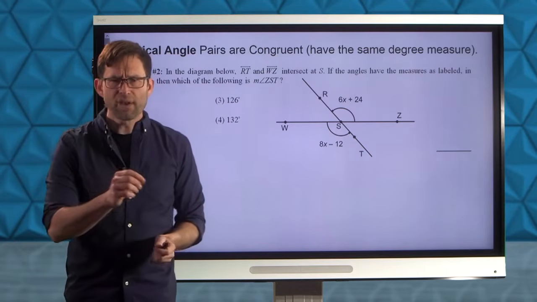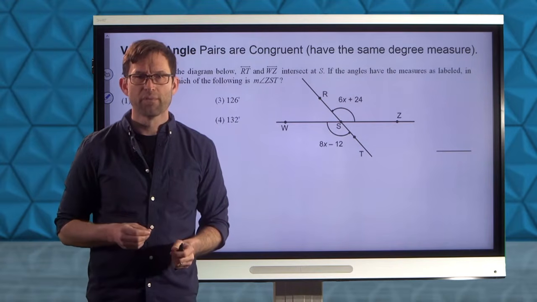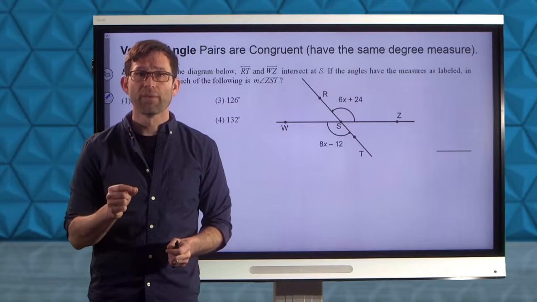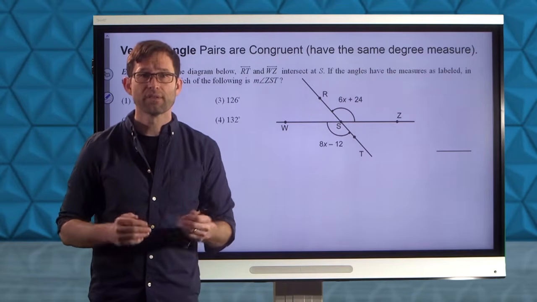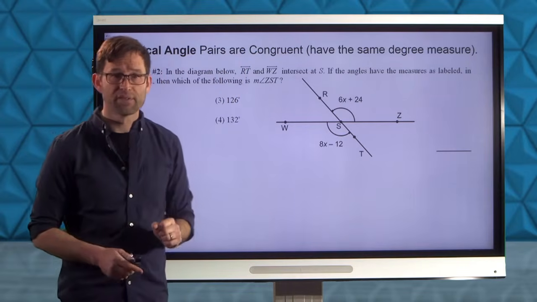Now, besides understanding the reasoning that goes into the previous problem, we also want to understand the result of it. And a huge result that we just came up with, one that you'll see time and time again in this course, is that vertical angle pairs are congruent. They have the same measure.